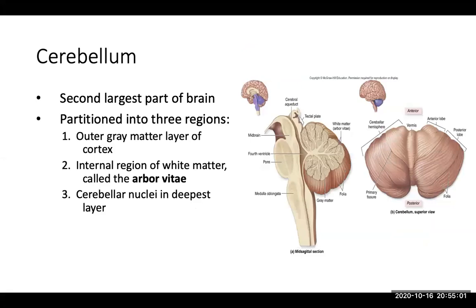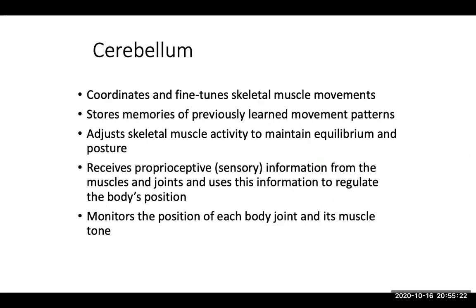The cerebellum then is the second largest part of the brain. It's located below the cerebrum, in the posterior aspect of the skull. It has an outer gray matter layer of cortex and an internal region of white matter called the arbor vitae, which looks kind of like tree branches. And also there are cerebellar nuclei in the deepest layer.